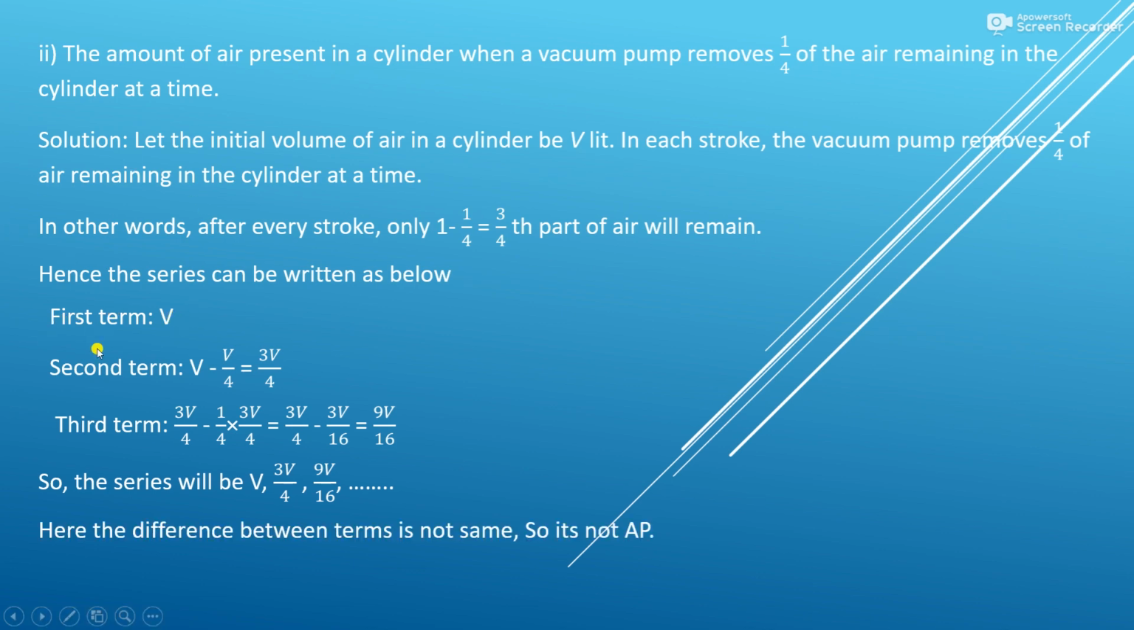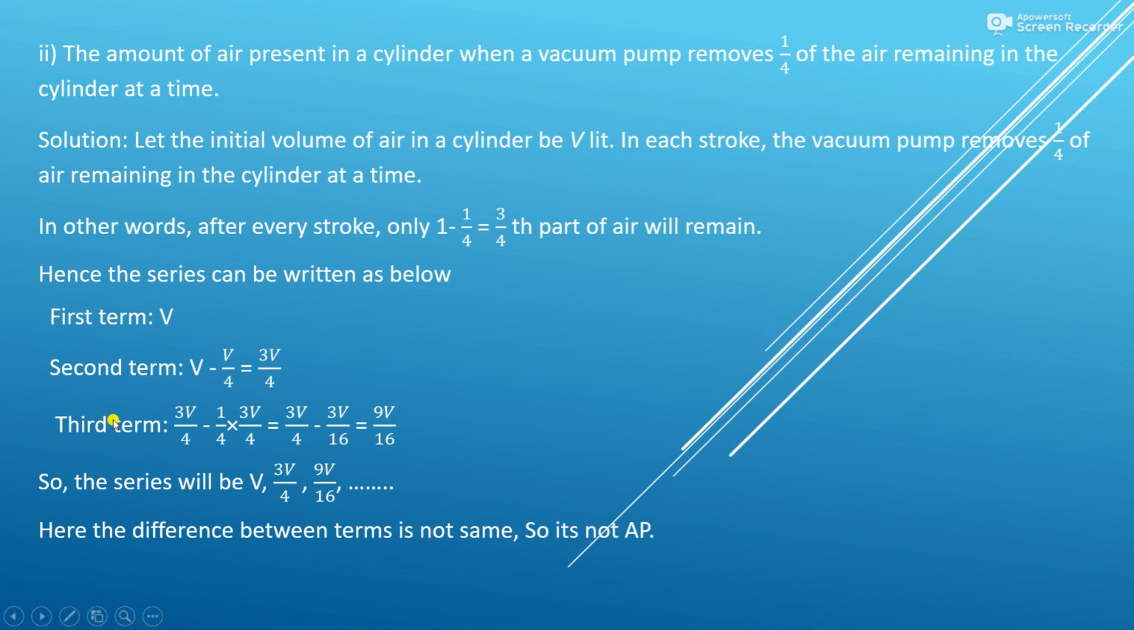The first term we are taking as V. For the second term, from the V we are removing how much? 1/4, that is V by 4. Taking LCM 4, it will be 3V by 4. So the first term is V, and the second term is 3V by 4.